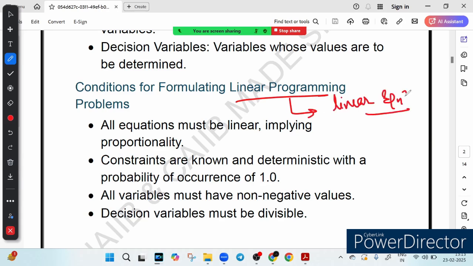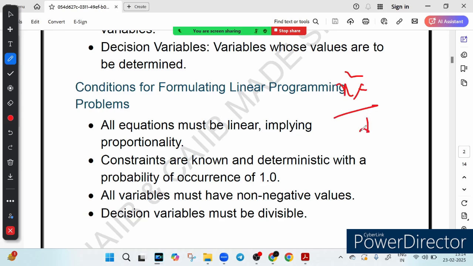The equation must be linear, right? It means variables should have a straight line relationship. Proportionality means, think of a pizza shop: if one pizza costs rupees 200, then 5 pizzas will cost you rupees 1000. The relationship stays the same. Similarly in LP, all equations must be linear, a linear equation, you know it very well. Meaning variables should have a straight line relationship. No square terms like x square, nothing like that, or complex functions like log x.